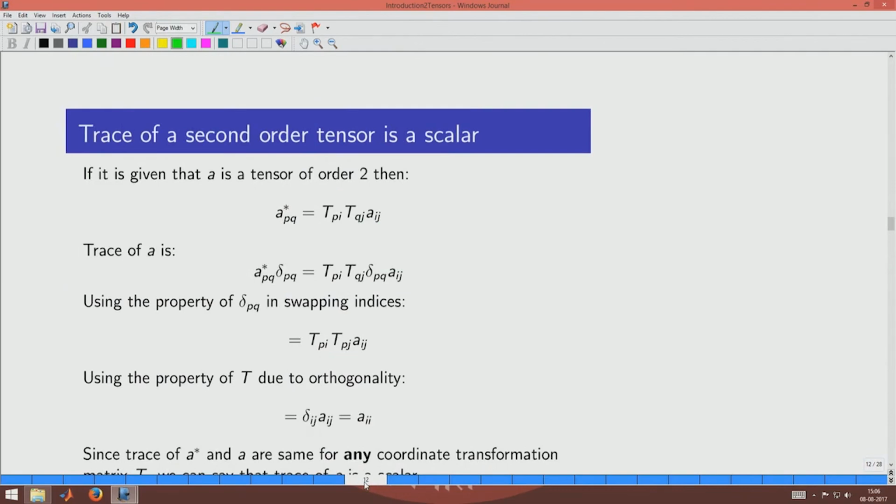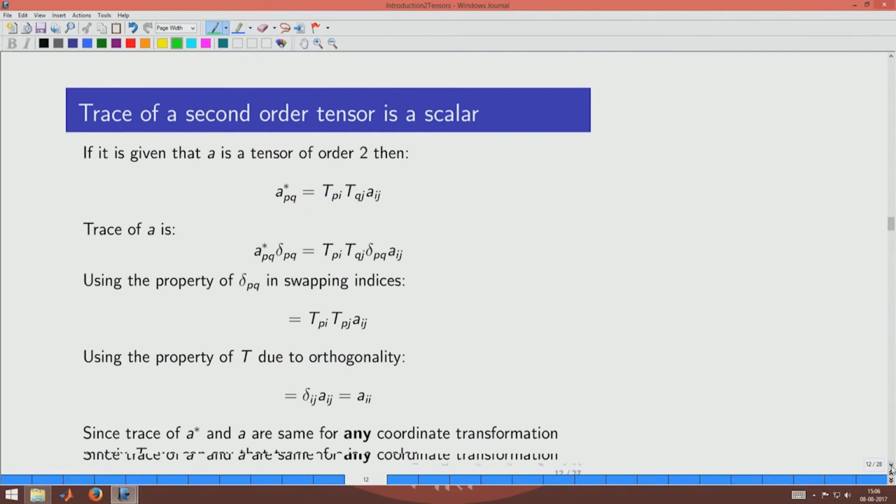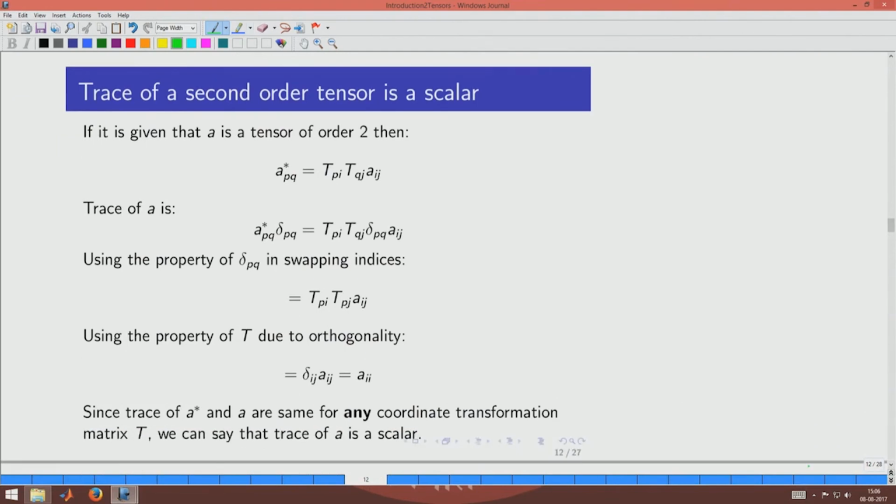Now, there are some properties that we can derive based upon the definitions. One property is that the trace of a second order tensor is a scalar. This is actually of tremendous importance. It is used in some of the constructions done in mechanical metallurgy using stresses, and we can realize that the meaning of those constructions comes from the very basic property of a tensor, namely that the trace of a tensor is invariant across coordinate transformations.